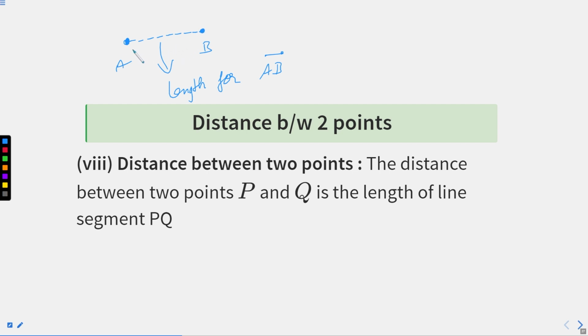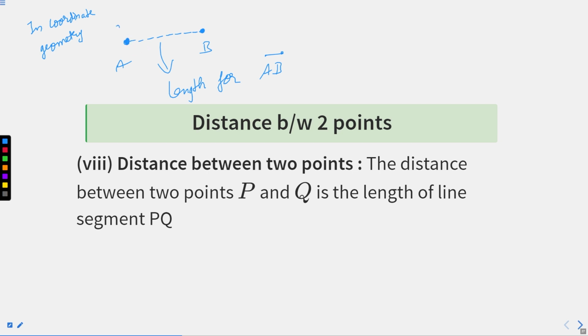You will see a formula in coordinate geometry. I'm just giving you a formula to be sure that there is a formula to find the distance between any 2 points. Okay.